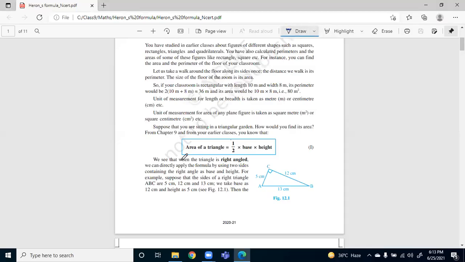So area of triangle is given by half base into height. That formula you should keep in your mind: when the triangle is a right angle triangle, the formula is half base into height. So let's say this is a triangle, and this is called the base and the perpendicular is called the height. If I know the measure of base and height, then I can find the area with the help of this formula, half base into height.